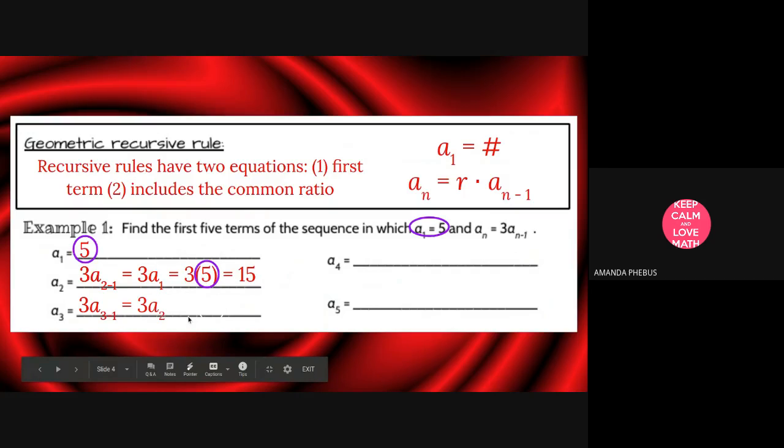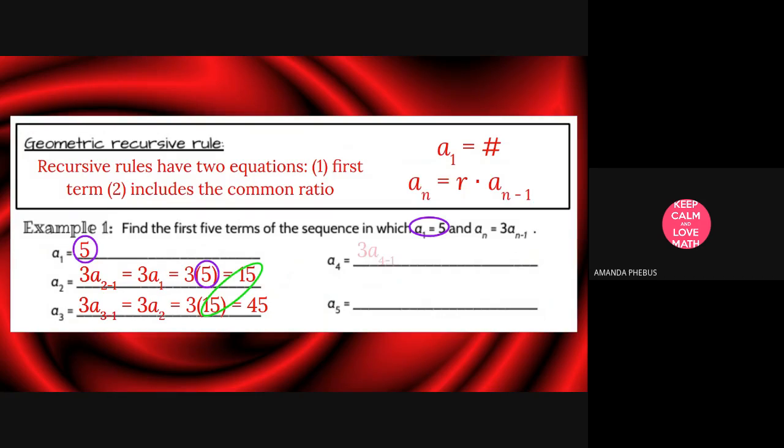All right, so 3 times a sub 2. Well, a sub 2 was that last number we found. A sub 2 equals 15. So 3 times 15 is 45. And yes, those 15s are the same 15s. You can use the number before and multiply by 3 to get the next number. All right, a sub 4 equals 3 times a sub 4 minus 1. So we're plugging in a 4 for our n's. And then we're going to simplify that 4 minus 1. That's 3 times a sub 3.